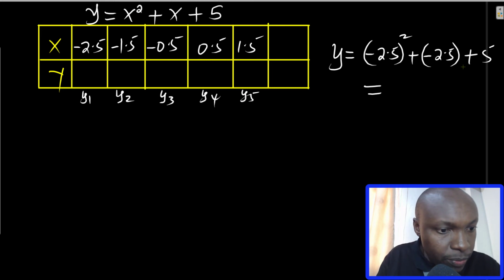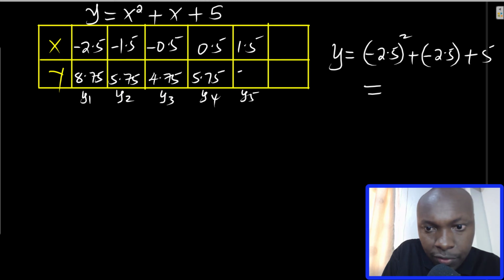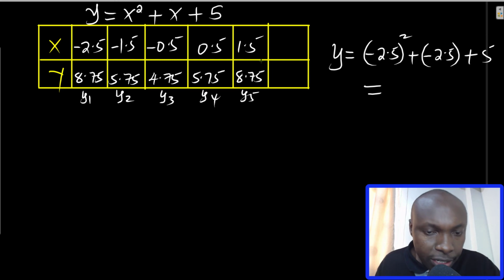So I've filled this one, so let me do it very fast. Like the first one, you get 8.75. The second one is 5.75. The third one is 4.75. The other one is 5.75. And then the last one is 8.75. So those are the ordinates that you get.